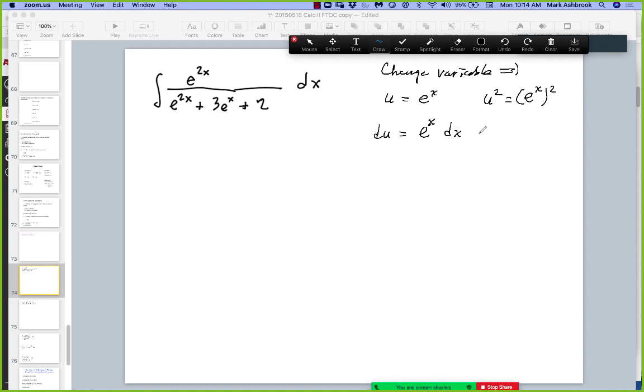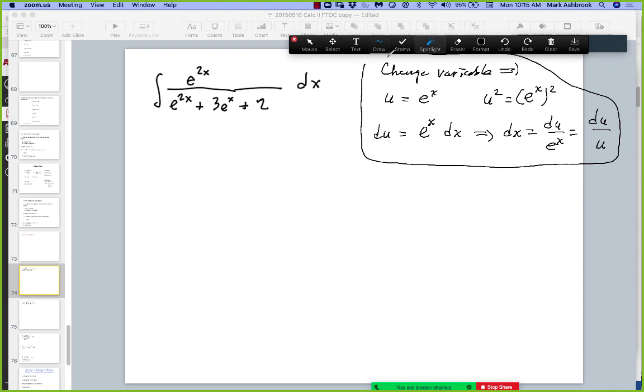So what does that mean dx is? Because that's what we really need to know. So dx equals du over e to the x. But what's e to the x? U. So dx is du over u, if I just follow the math here. So now we've got everything we need to rewrite this integral in terms of u.